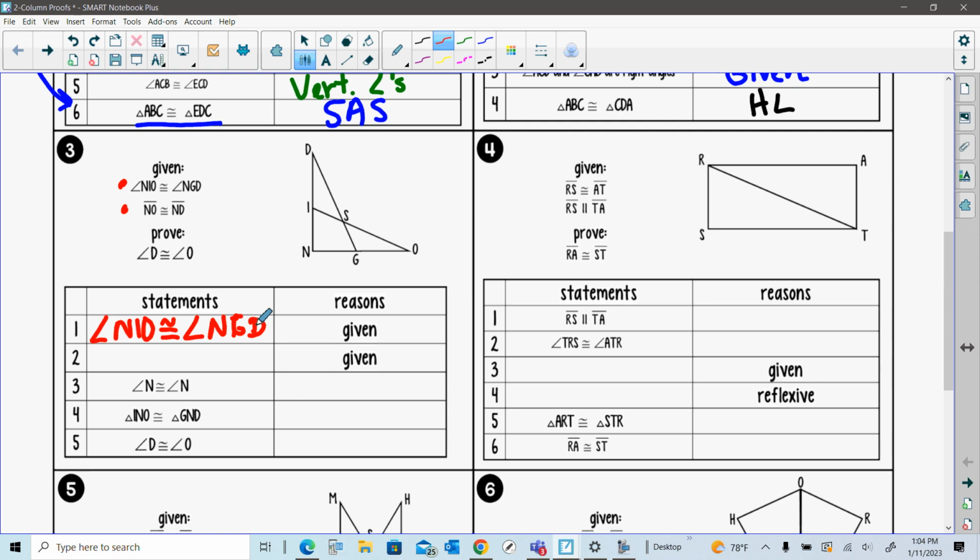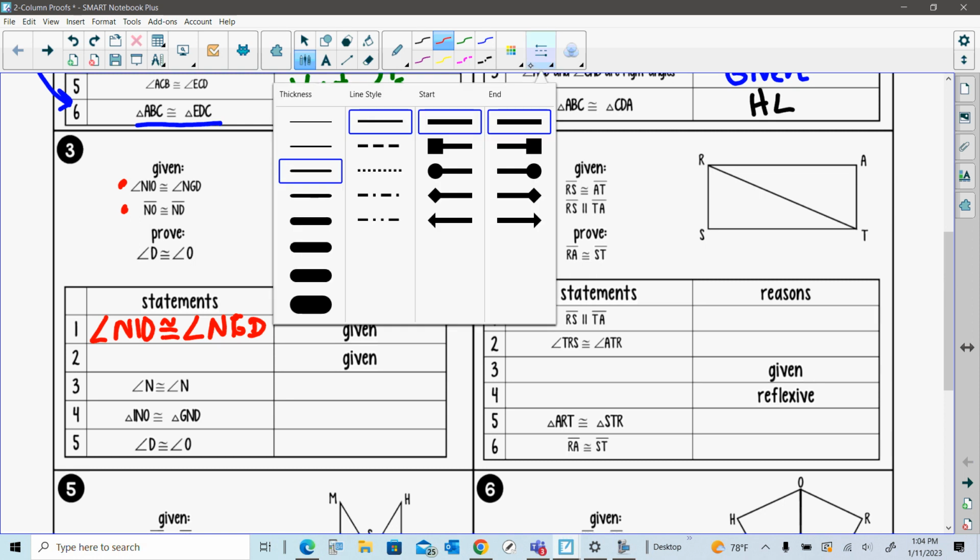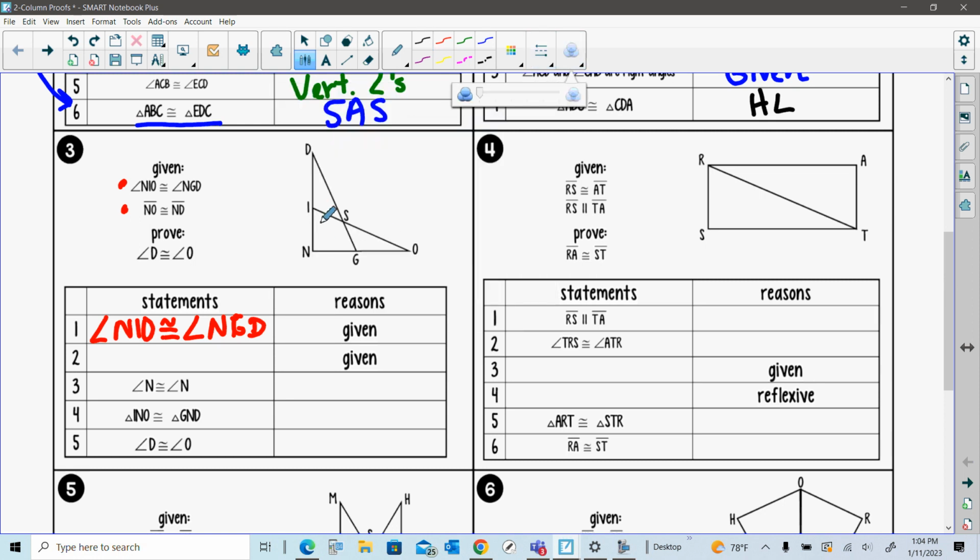So because I have 3 letters here, let me fix my font. NIO, you stop at the middle letter, the I. So put an arc at I. And NGD, we're going to put an arc here at G. They also tell us that NO is congruent to ND. NO is this whole side right there. So I'm just going to put a tick mark there and ND, tick mark there.